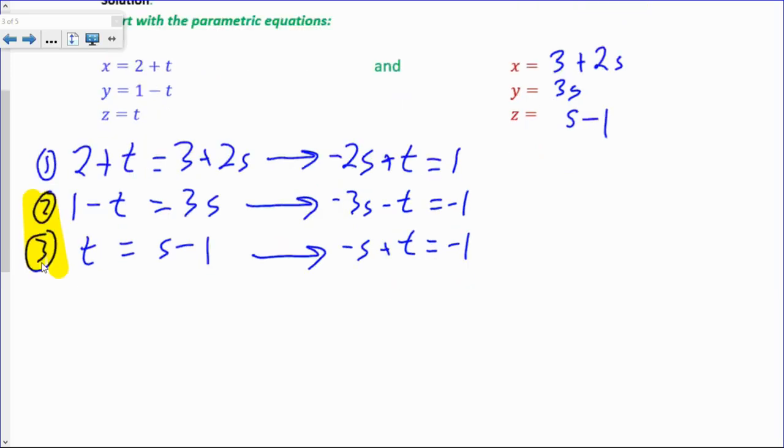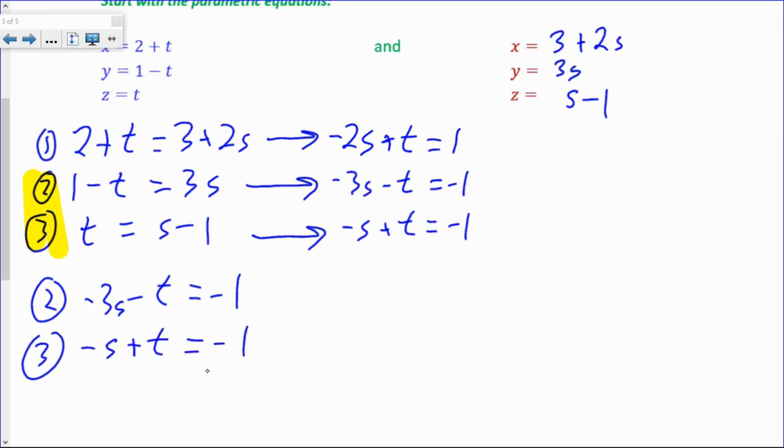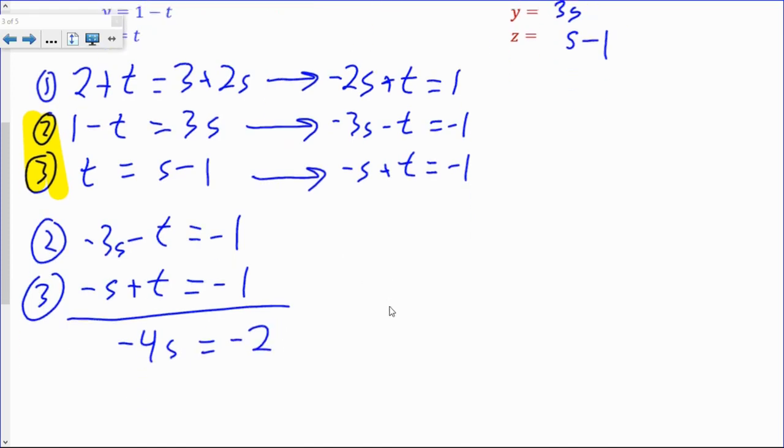I notice really easily that if I take equation 2 and I add it to equation 3, I'll eliminate the t's by doing that, and I'll get that -4s is equal to -2, which gives me that s is equal to 1/2.